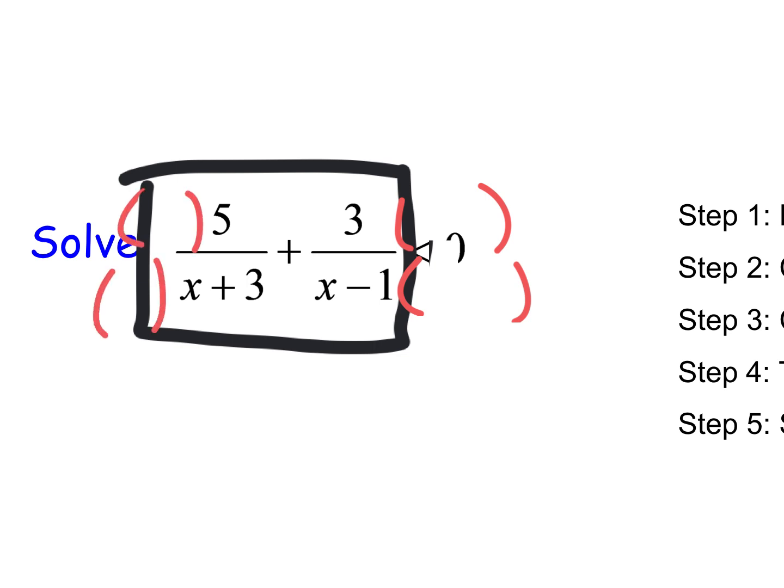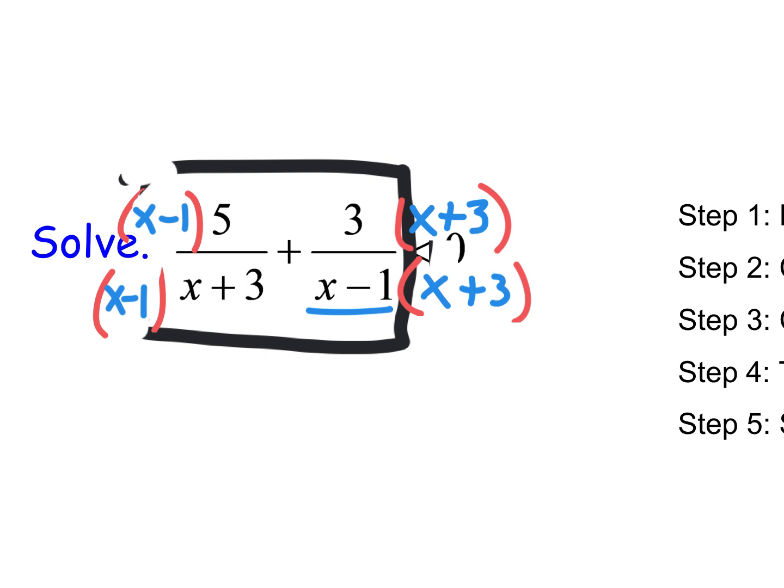So for example, on the left side here, to get these two to have a common denominator, I'm going to take this denominator and multiply by it here and here. And then over on the other side, I'm going to multiply by the other denominator. Now, why did I do that? Because I now have a common denominator of x minus 1 times x plus 3. See? They have a common denominator. And that allows me to actually add them together.